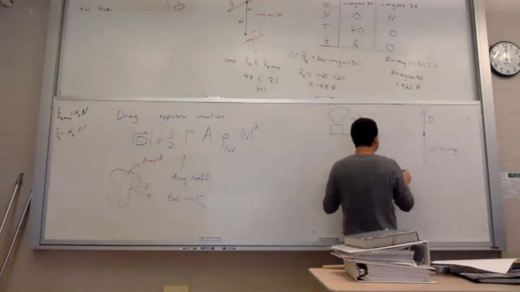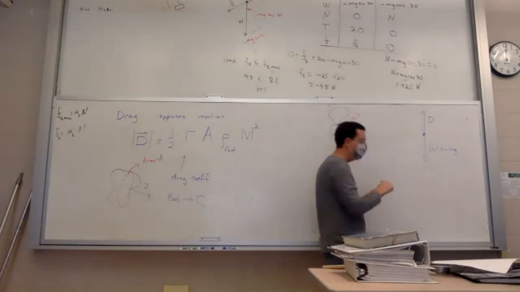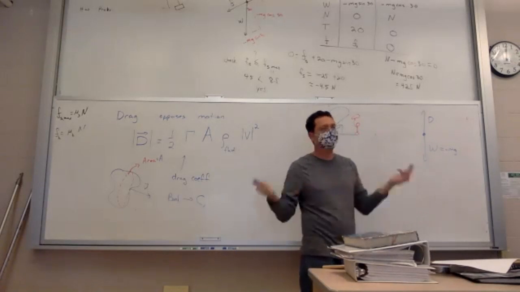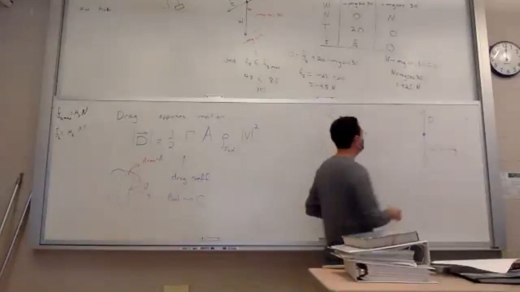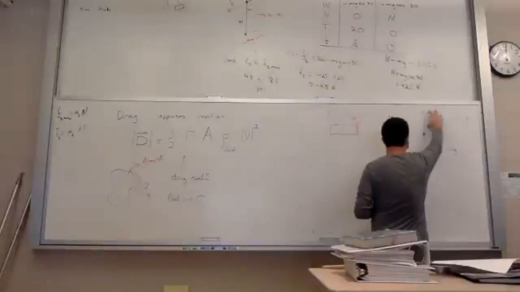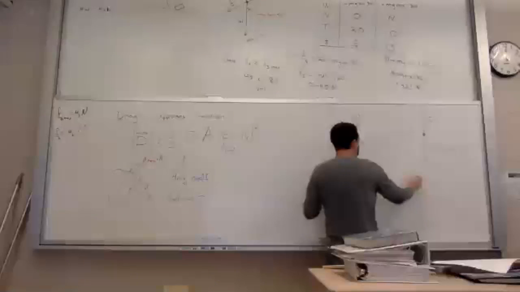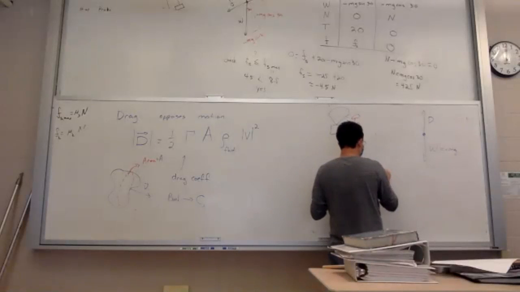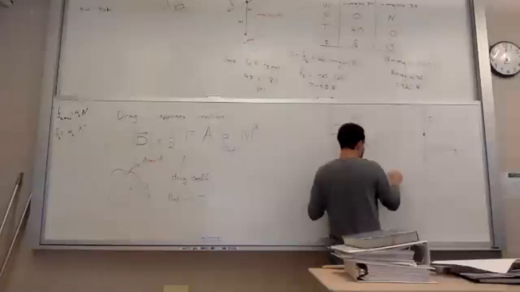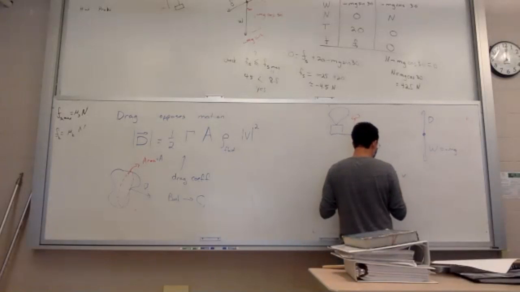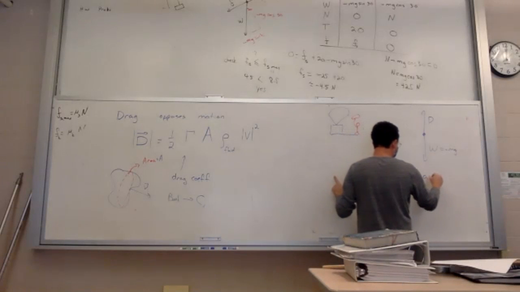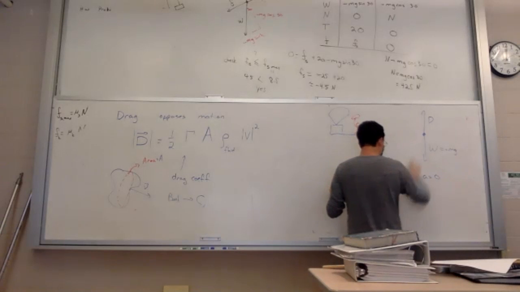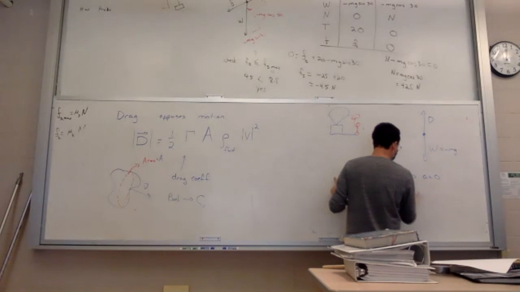So in that case, the problem will be: find the terminal velocity. That'd be a typical kind of problem. You would say, oh, terminal velocity means the acceleration is 0. So this means acceleration equals 0, which in this case means drag force equals mg.